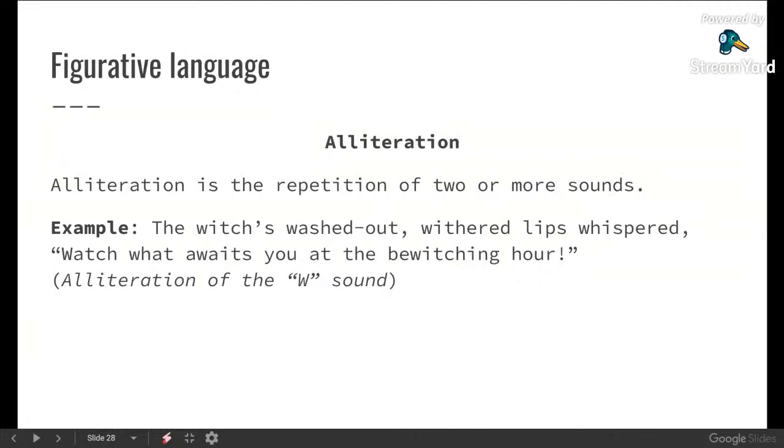Also, alliteration. So alliteration is the repetition of 2 or more sounds. For example, the witches washed out, withered lips whispered, "Watch what awaits you at the bewitching hour." The alliteration there is the W sound.